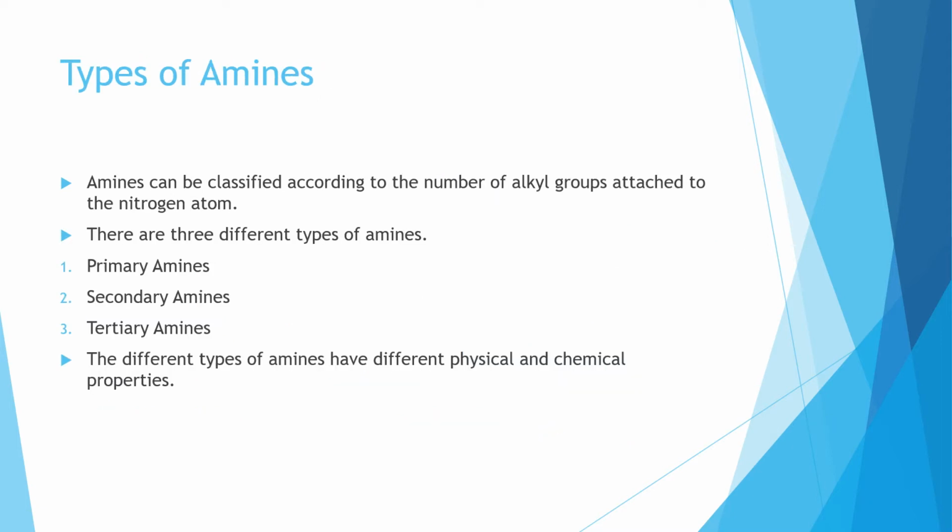There are 3 different types of amines, and they're classified according to the number of alkyl groups attached to the nitrogen atoms. And those 3 are primary, secondary and tertiary amines. So a primary amine has one alkyl group attached to the nitrogen. So this would look like a primary amine.